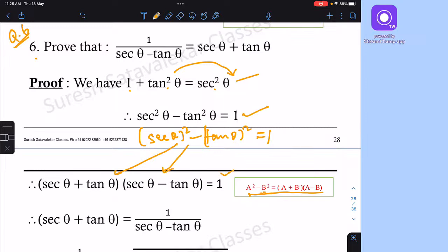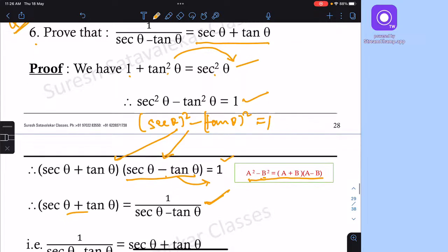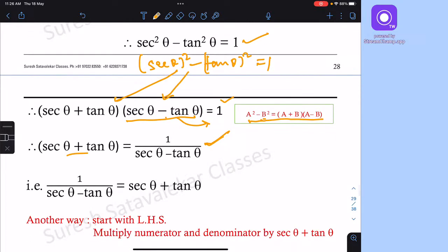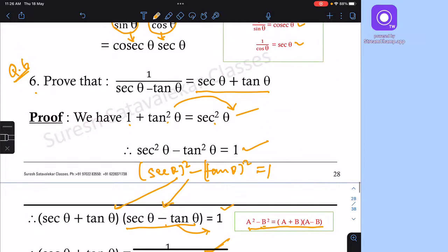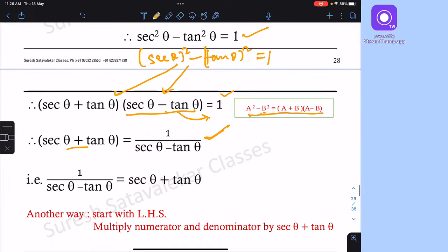And therefore, if you want sec theta plus tan theta in the numerator, the other term you transpose to that side. Sec theta minus tan theta, if you transpose to that side, being a factor here, it will go in the denominator. Sec theta plus tan theta is equal to 1 upon sec theta minus tan theta. This is one of the proofs. Finally, you can write whatever is asked. So here, this 1 upon sec theta minus tan theta was on the left hand side, you can write it on the left hand side, and sec theta plus tan theta you can write on the right hand side.